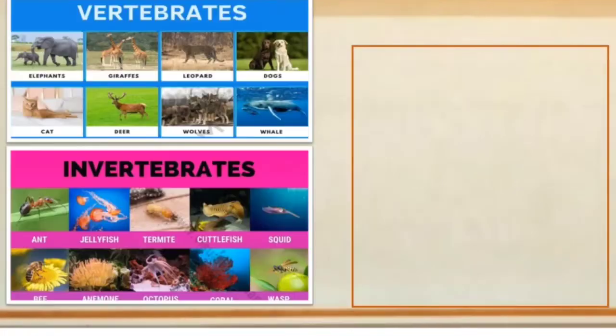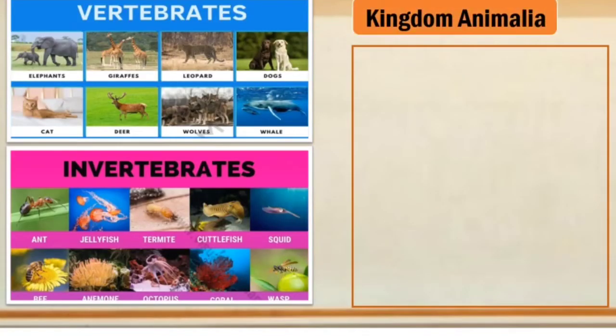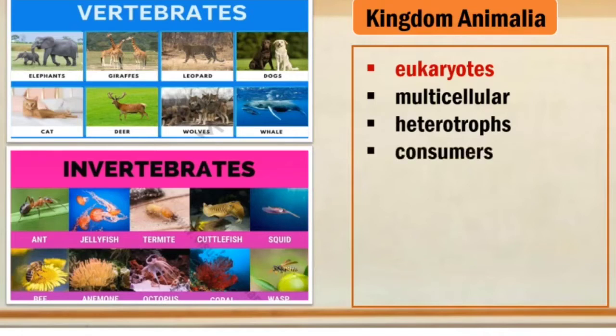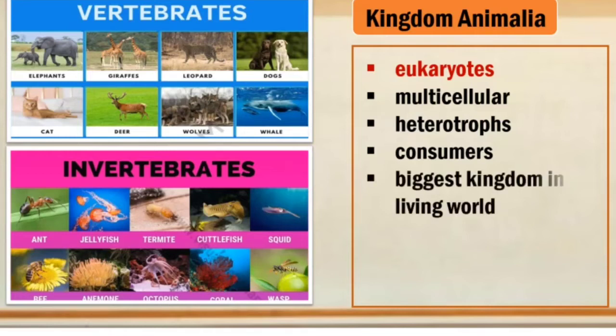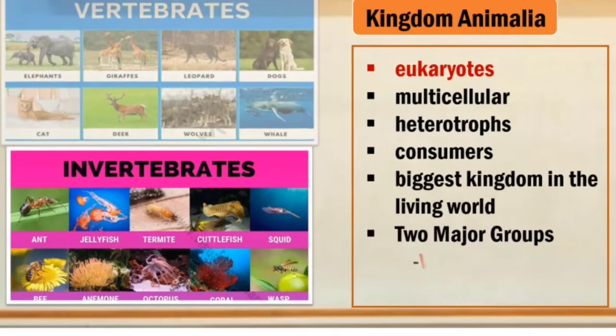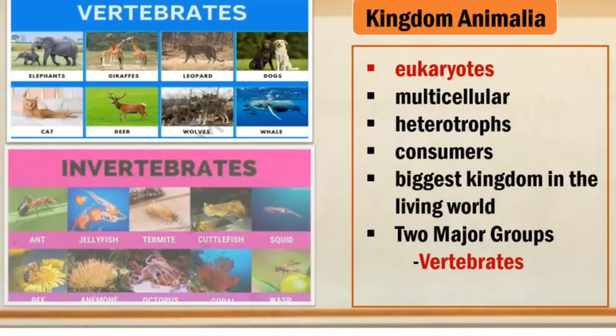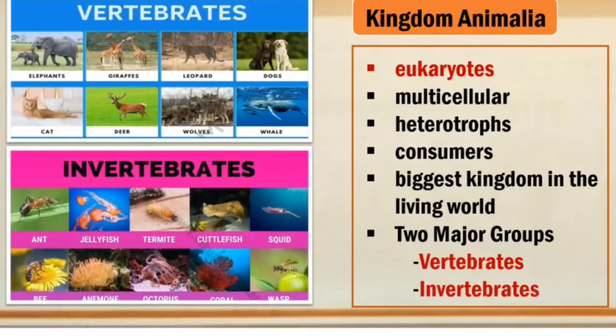Lastly is the kingdom Animalia. I believe all of you are familiar with some of its members and probably others are even one of your pets. Now let us describe them. All of them are eukaryotic, multicellular, and heterotrophic. It is considered as the biggest kingdom in the living world. It is divided into two major groups, the vertebrates, or those animals with backbone, and the invertebrates, or those without backbone.